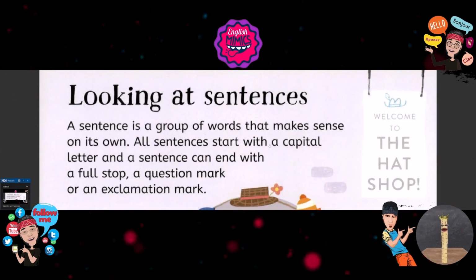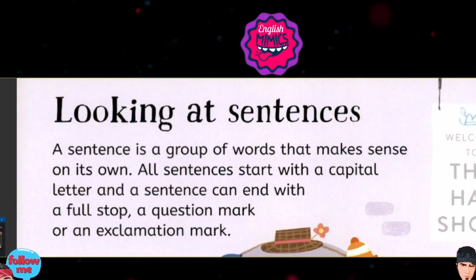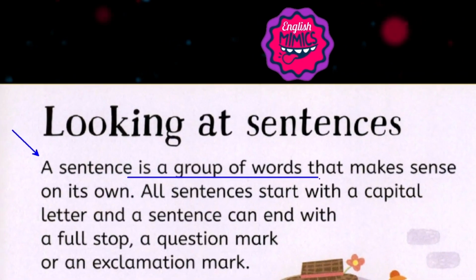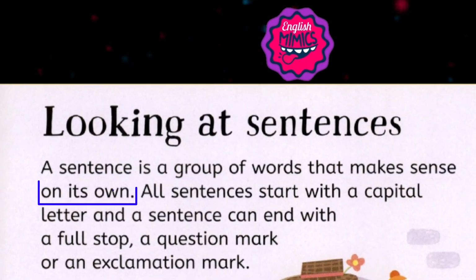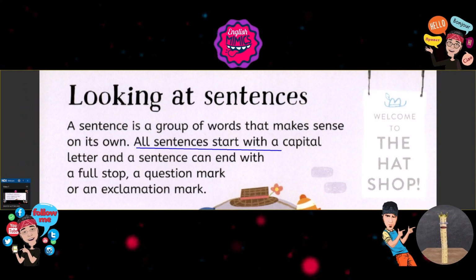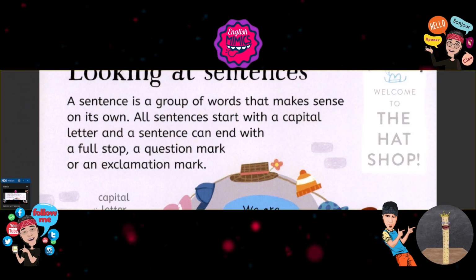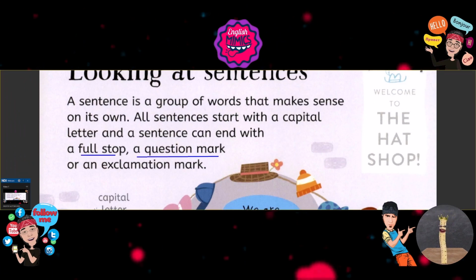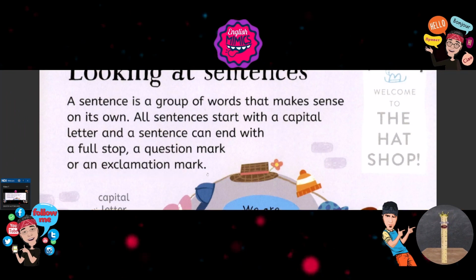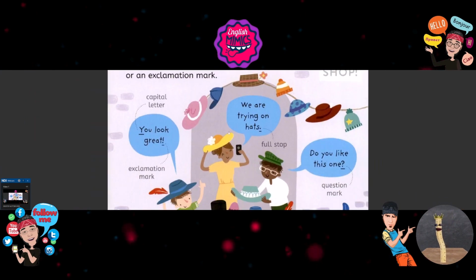Okay, so how would you define a sentence? A sentence is a group of words that make sense on its own. Whenever you have a bunch of words and those words can express a complete thought, an idea, then that's a sentence. All sentences start with a capital letter, and a sentence can end with a full stop, a question mark, or an exclamation mark.